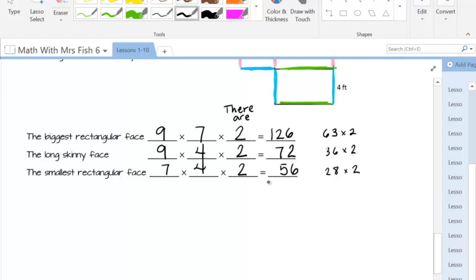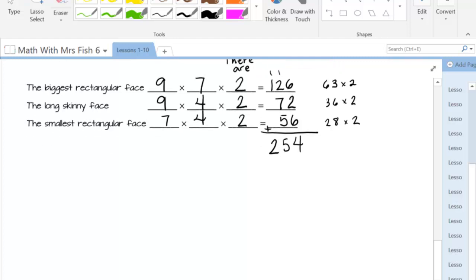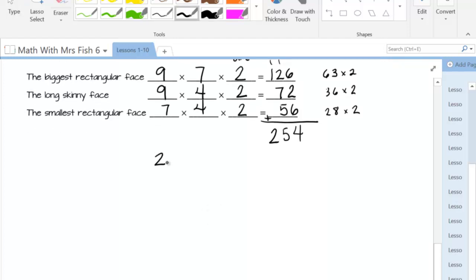And I add up all the sides, or all the faces, I should say, because that's the correct word, faces. And I see 12, 13, 14, 9, 10, and 5 is 15, and 2. So the surface area is 254 square feet.